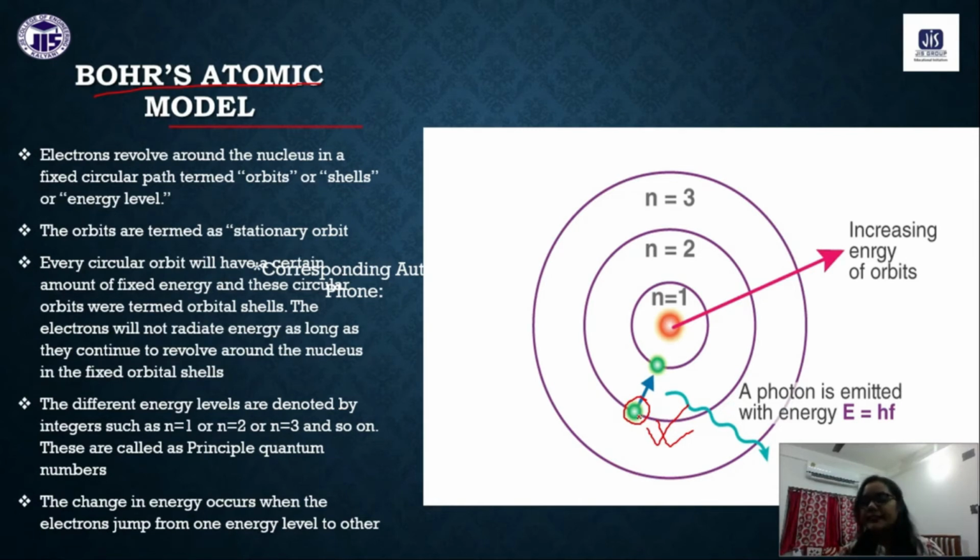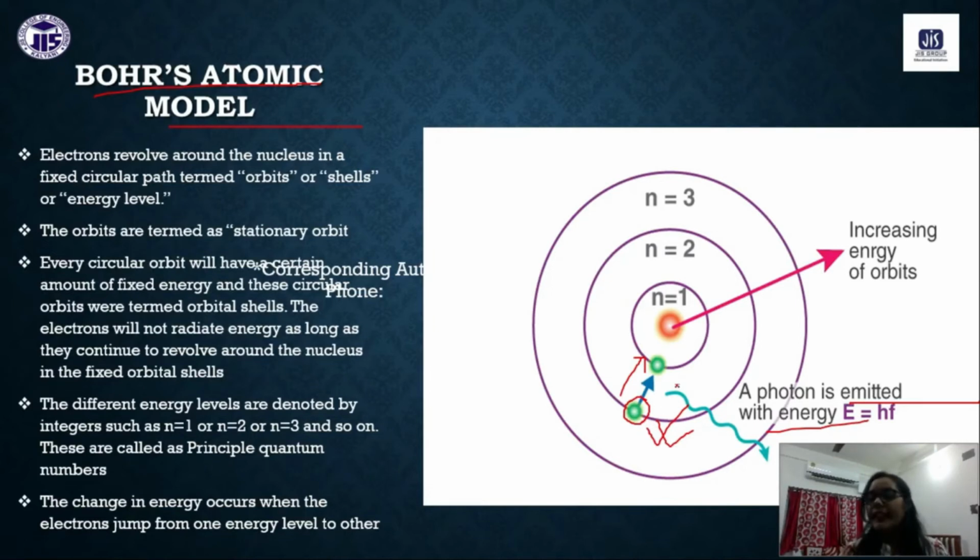Second statement is, Bohr has stated that electrons are not emitting the energy continuously, only when the electron will change its track. Either it will go towards the lower energy level or higher energy level. That time only the electron will emit some energy or absorb some of the energy.